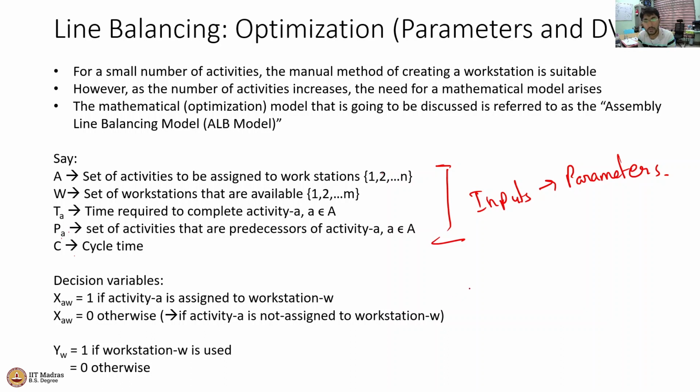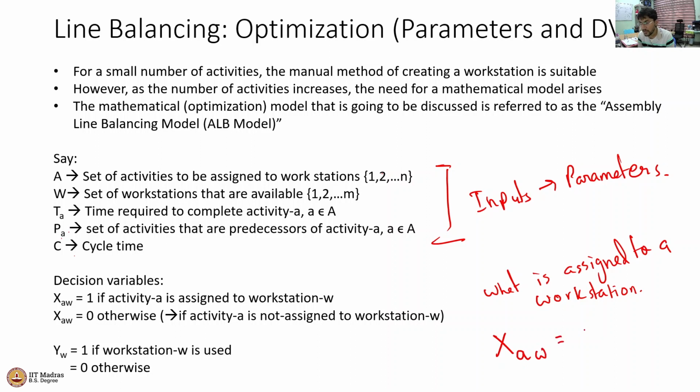So what is the decision variable? I basically want to know whether an activity is assigned to a workstation. So is an activity A assigned to a workstation W? If so, it is 1, else it is 0. So that is our decision variable. It's a binary. Yes, it is assigned. No, it is not assigned. Right? So that is going to be our decision variable.